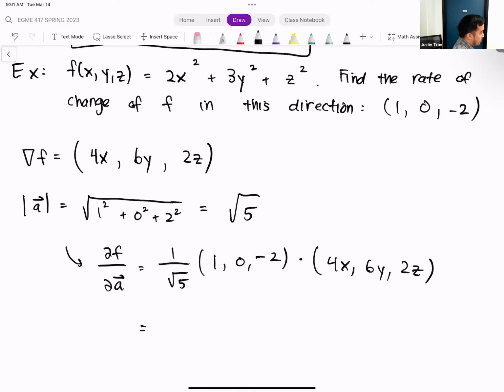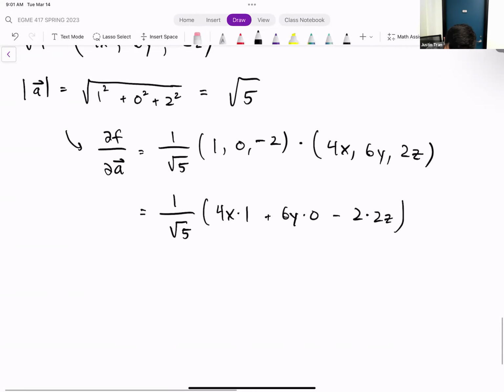Okay, so let's go ahead and carry out that dot product. The 1 over root 5 is just a scalar multiple, so we can keep that out in front so we don't have to worry about it. We have 1 over root 5 times 4x times 1 plus 6y times 0 minus 2 times 2z. And so we carry this out, and what we get is 1 over root 5 times 4x minus 4z. This is partial f, partial a.